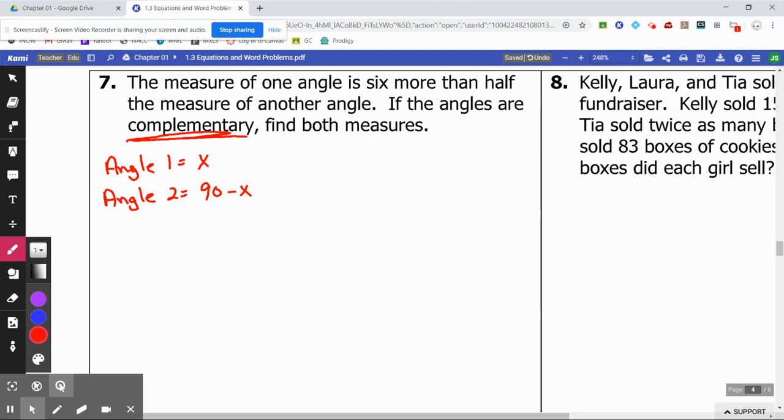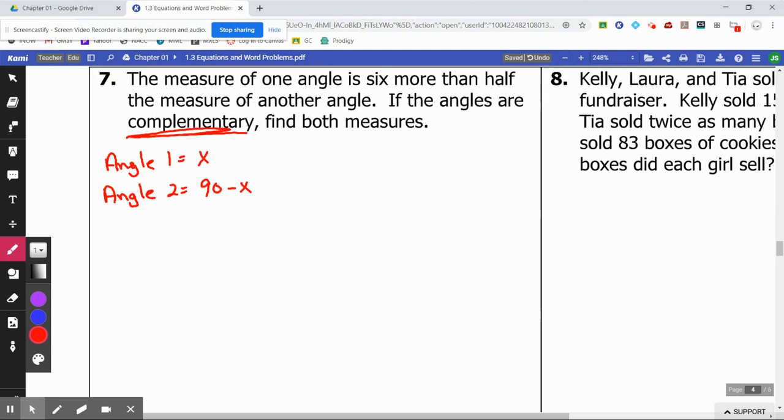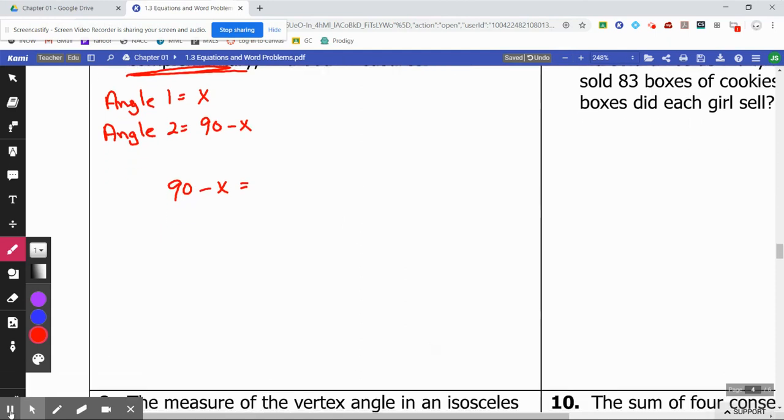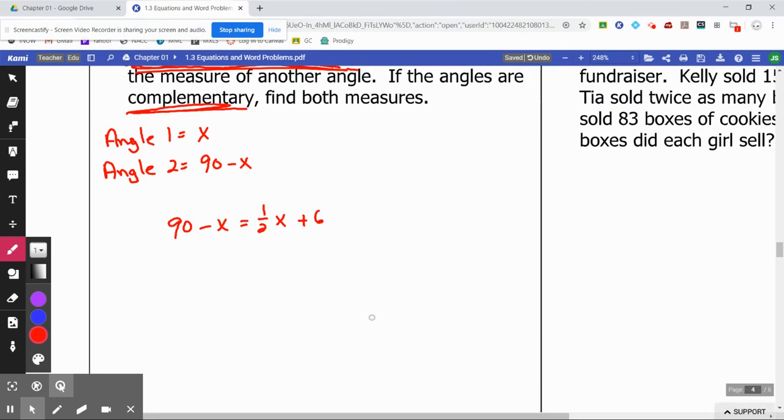The measure of one angle, and what actually worked pretty good on that other one, to start out with the ugliest, whenever they say the measure of one angle is, it didn't say the measure of angle 1, but the measure of one of the angles is equal to, and again, it doesn't matter which one you plug in for that. The measure of one of the angles is 6 more than half the other. So 6 more than half of the other. So 6 more than 1/2 x.